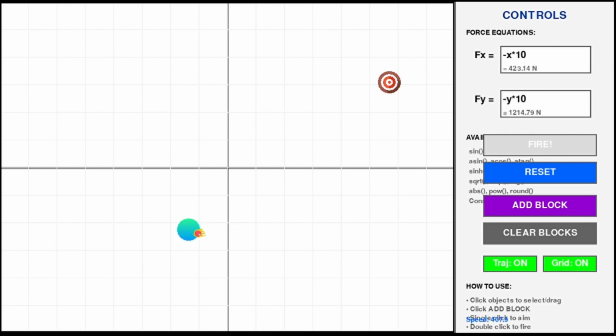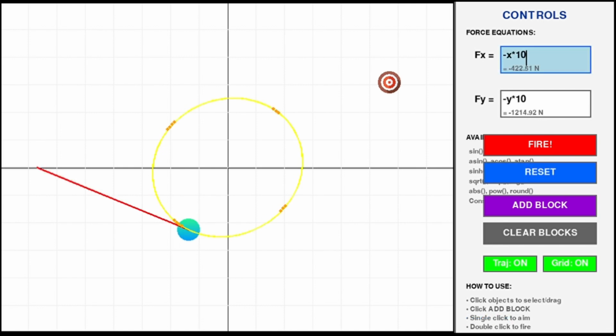Now, how to move it in a falling path, like how a satellite falls onto the earth. For that, you need to put a retardation factor. Reset. Minus velocity in the x-axis, minus velocity in the y-axis.